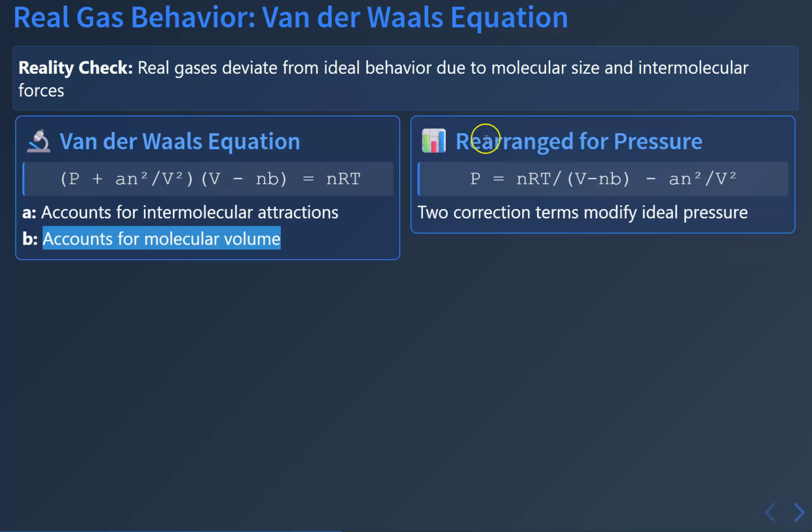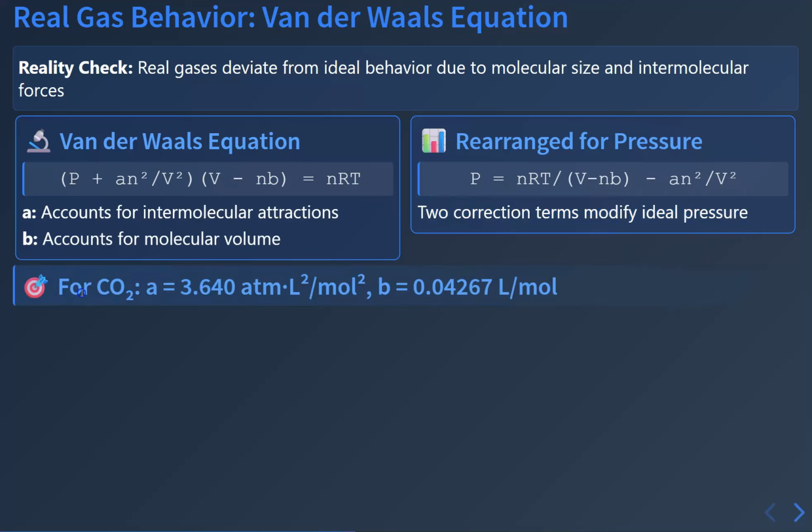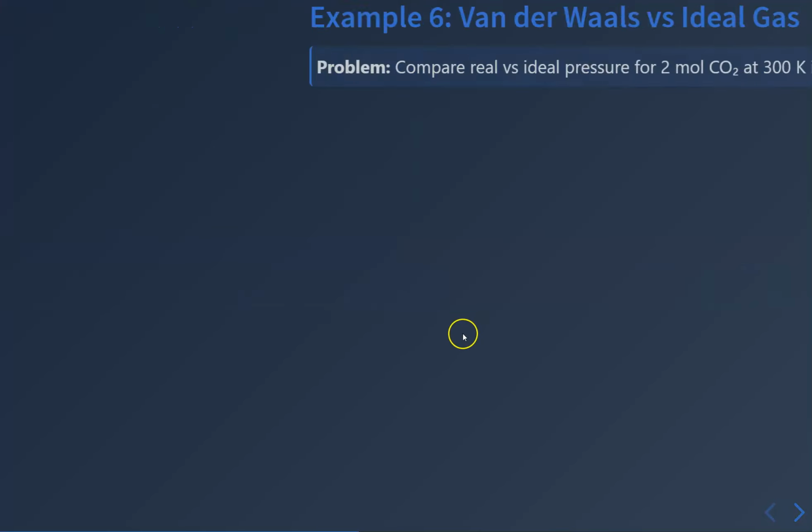So if I rearrange the van der Waals equation, P is equal to nRT by (V minus nb) minus a n squared by V squared. So two correction terms modify the ideal pressure. For carbon dioxide, a is 3.640 atm liter squared per mole squared, and b is 0.04267 liter per mole. So for carbon dioxide, a and b are given.